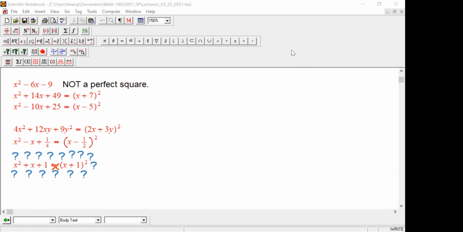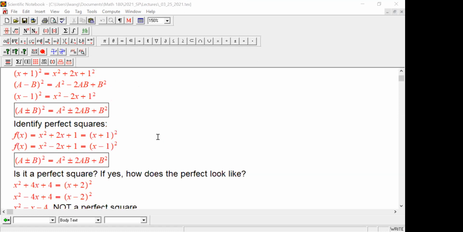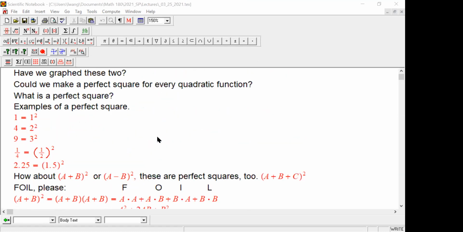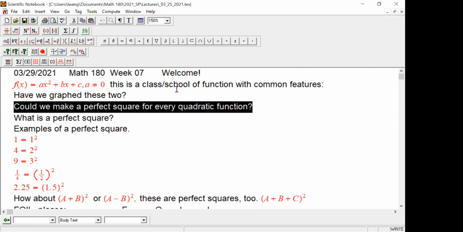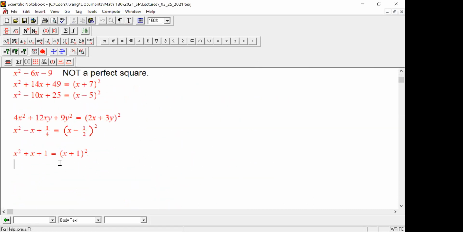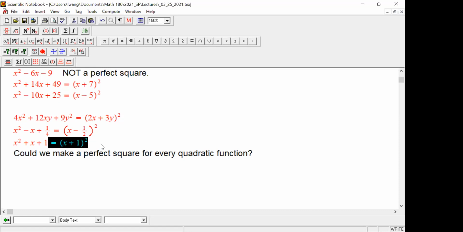All right. So what conclusion can we draw about my earlier question? What was my earlier question? Could we make a perfect square out of every quadratic function? This is not a perfect square, right? So let me put it here. Is this a quadratic function?